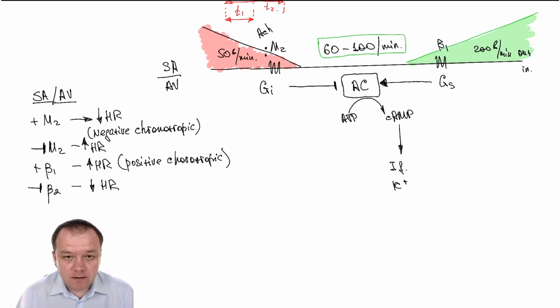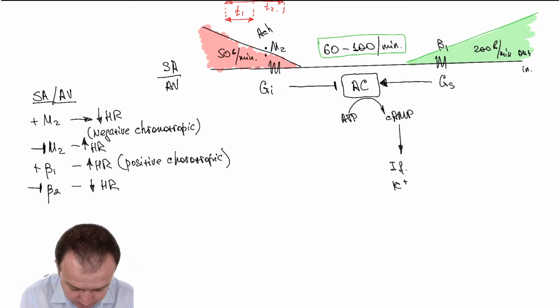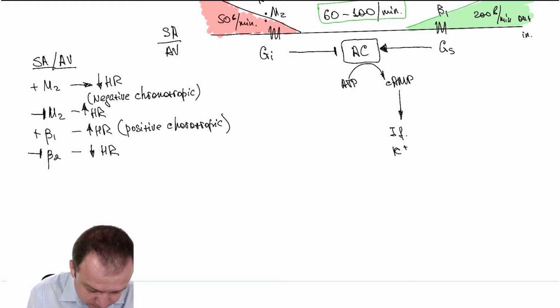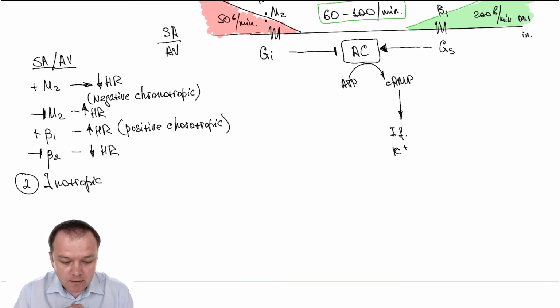Positive chronotropic effect. What does it mean? Chronos means time. What other effects are present? So first is the chronotropic effect. Second one, inotropic effect. Stimulation of M2 receptors will affect atrial contractility, not ventricles, but atrial contractility.